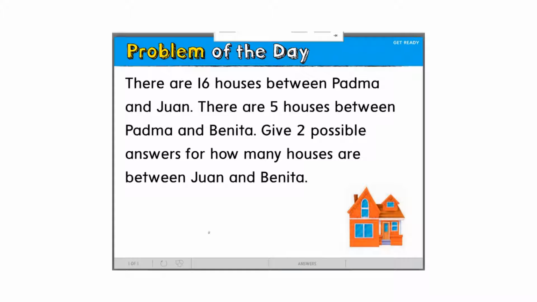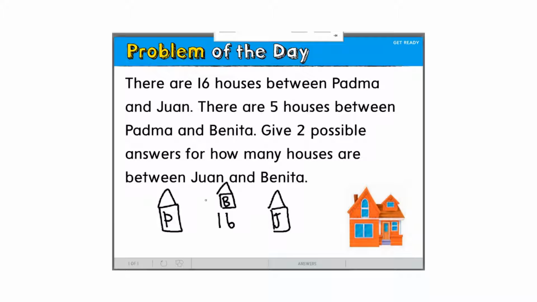Now, another answer would be if we had Padma right here, Juan right here, and we said there were 16 houses in between, and Padma and Benita live 5 houses apart. There's 5 houses in between of theirs. So instead of Benita living on the other side of Padma, what if Benita lived in here? Because it didn't really say which side. It said that Padma and Juan live 16 houses apart, and it said that Padma and Benita live 5 houses apart, but Benita could have been living over here or over here.